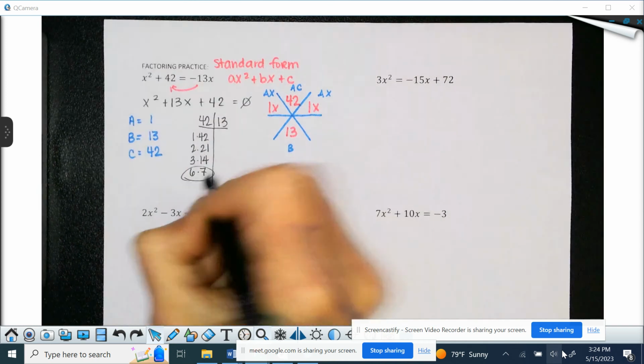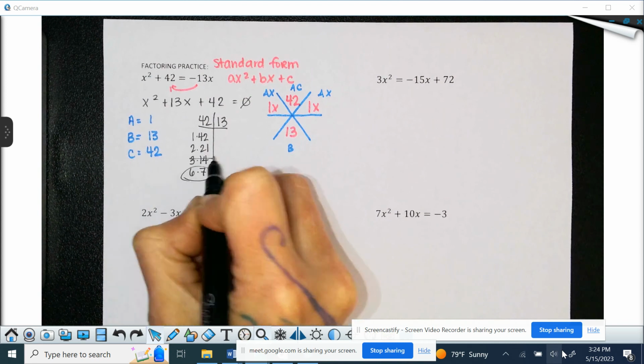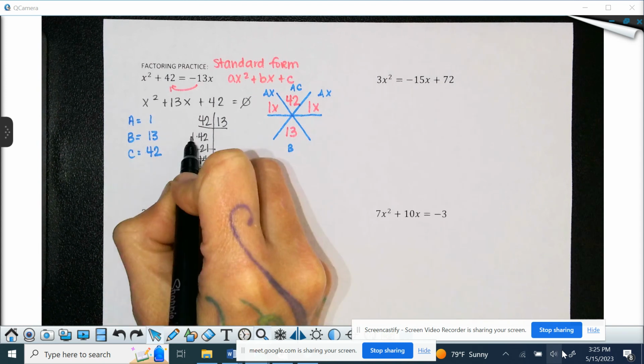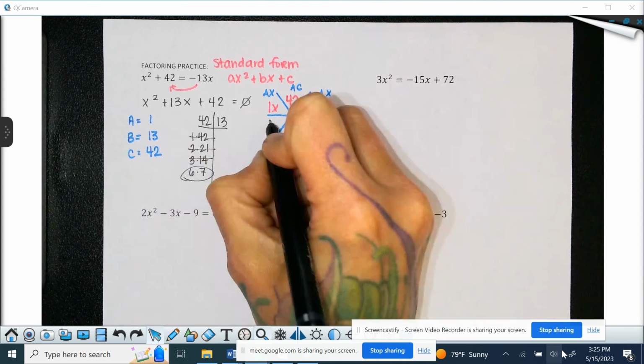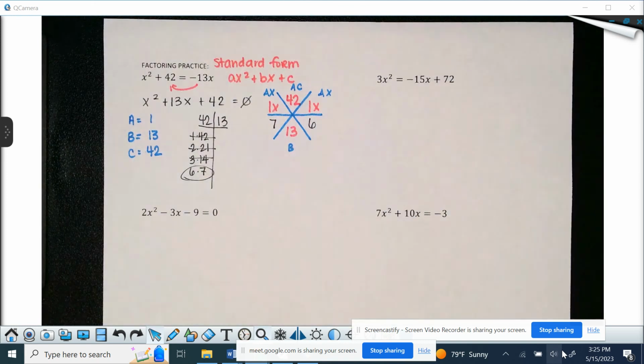Because 14 and 3 would give me 11 or 17, 23 or 19, 43 or 41. So that's no good. So 6 and 7. So 7, 6. Between the 6 and 7, which one's bigger? 7. Perfect. And is our b value positive or negative in that given equation? Positive. So that means 7 has to be positive.